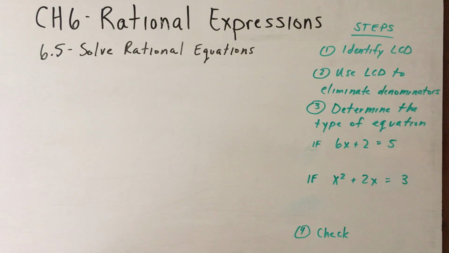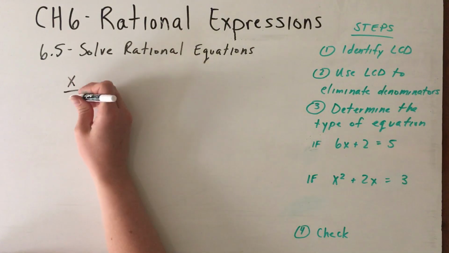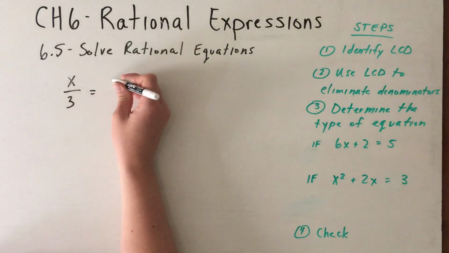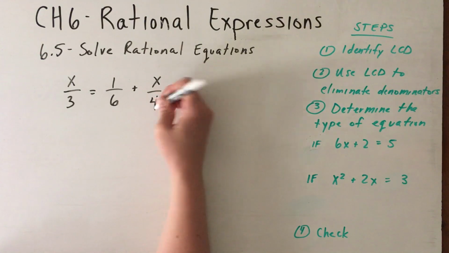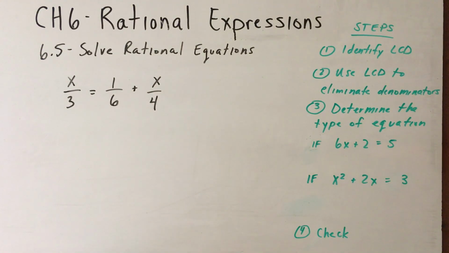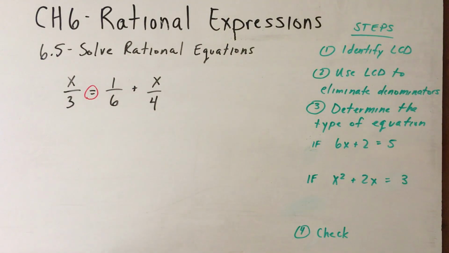The first thing we want to do is identify the LCD, but that's not for the same reason as adding or subtracting rational expressions. So for instance, if we had the equation x over 3 is equal to 1/6 plus x over 4, I want to identify the LCD, but because this is an equation, we have an equal sign, then I can eliminate the fractions using the LCD. So that's going to be my second step.